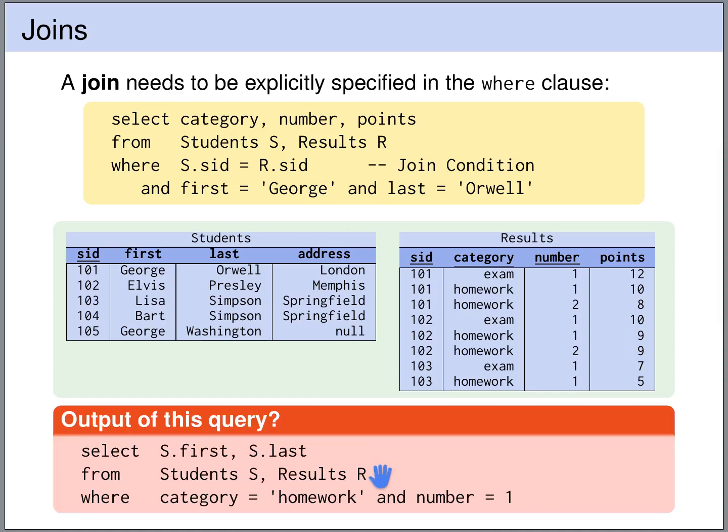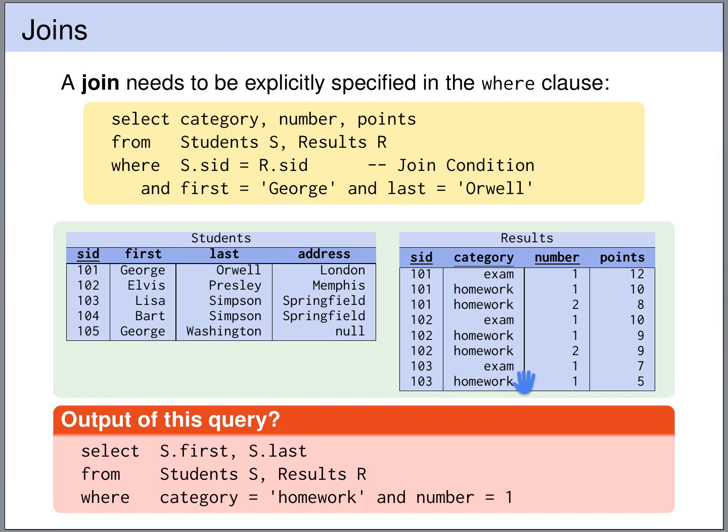Here we also query the students table and the results table, and in the where clause we say that we only want to look at those rows where the category is homework and the number is 1. So category and number are attributes of the results table, so we only look at those rows in results where we have the category homework and the number is 1. So that is this row, and this row. So we look at 3 different rows in the results table.